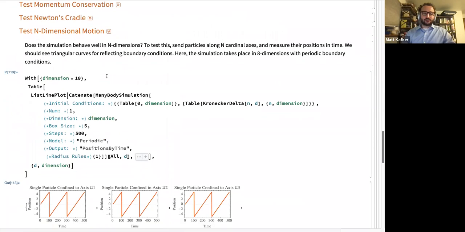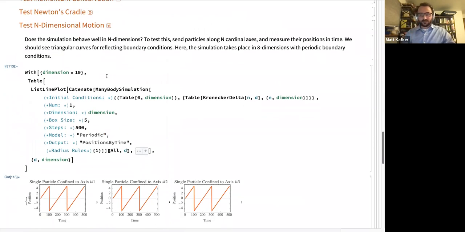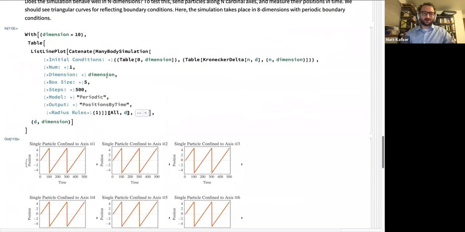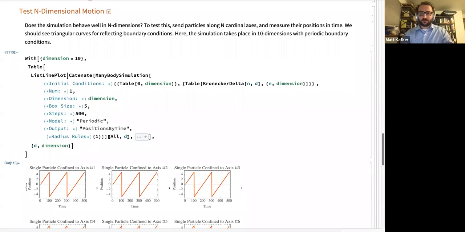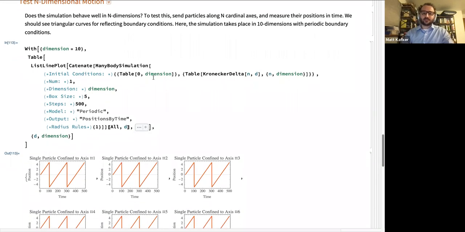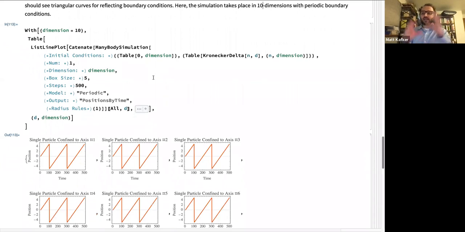Okay, so I did a simulation in 31 dimensions earlier because nobody could tell me not to. So one question is, does something crazy happen when we start going into higher dimensions? Here we're looking at 10 dimensions. One way to test this, and this is not a very high quality test, but it is some sort of test, is to set a single particle in isolation and send it down each of the Cartesian axes, just to see what happens.